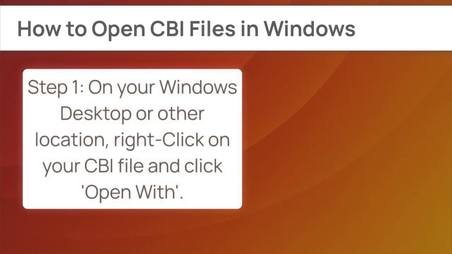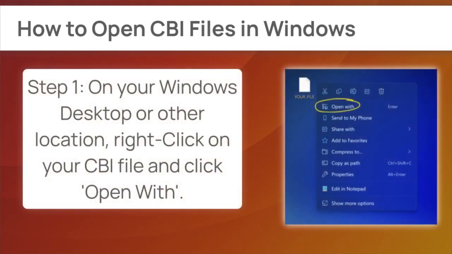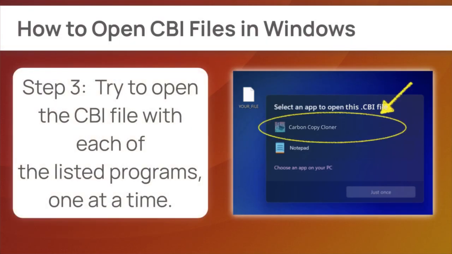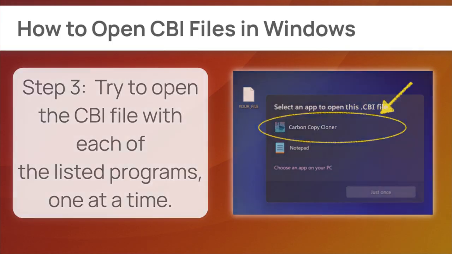The very first step is to check which program successfully reads the file's header. Right-click the CBI file and click Open with. Test Carbon Copy Cloner if present. If it is unavailable, select another program. We need to check every option.